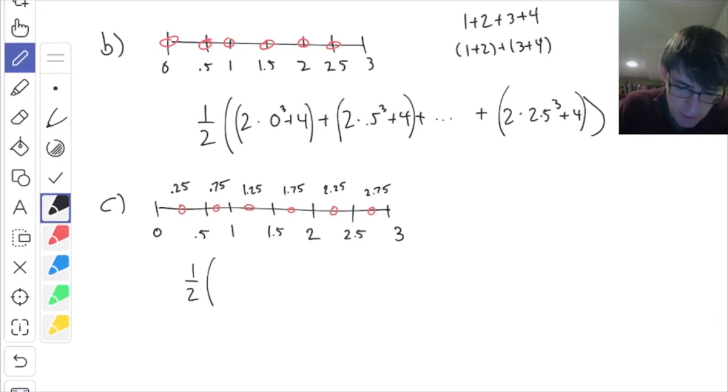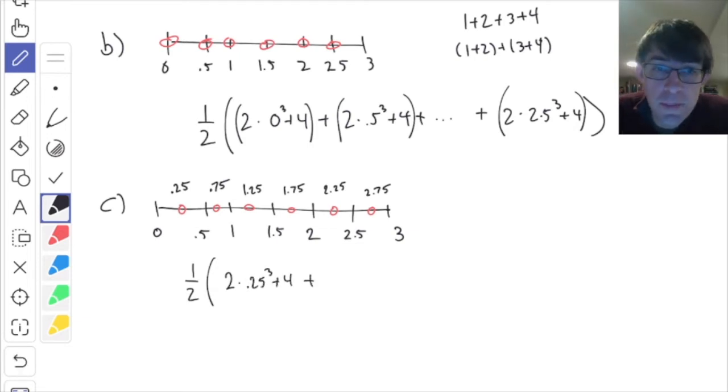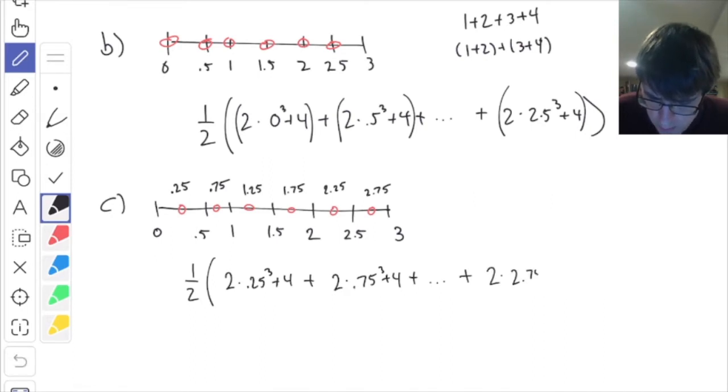So I go 2 times 0.25 cubed plus 4. And when you're doing the midpoints, use all of them. You don't skip the first one or the last one or whatever. You use all of them. Next is 2 times 0.75 cubed plus 4, etc. If you're going to do the dots, it's best usually to write at least 2 things at the beginning so you can see what the pattern is, and then write the last one. The last one, 2 times 2.75 cubed plus 4. And this is how we do the midpoints.